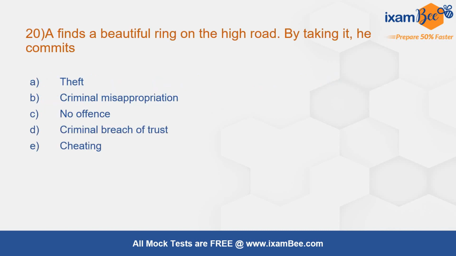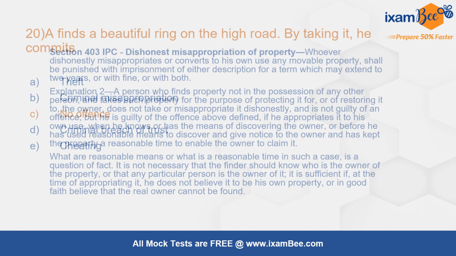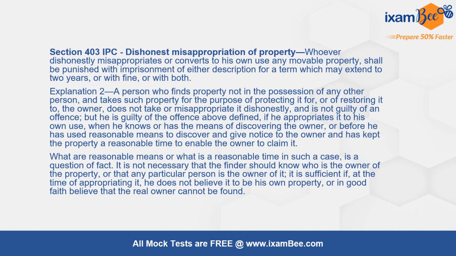Question number 20, last question of this part. A finds a beautiful ring on the high road. By taking it, he commits no offence. The related section is section number 403 of IPC, which talks about dishonest misappropriation of property. Suppose a person finds property which is not in the possession of any other person and takes such property for the purpose of protecting it or of restoring it to the owner, does not take or misappropriate it dishonestly, and is not guilty of an offence, but he is guilty of the offence above defined if he appropriates it to his own use, when he knows or has the means of discovering the owner, or before he has used reasonable means to discover and give notice to the owner, and has kept the property a reasonable time to enable the owner to claim it.